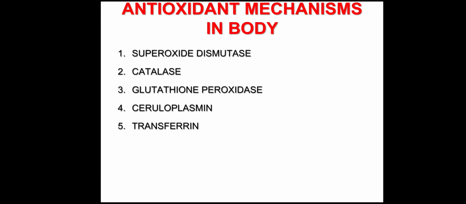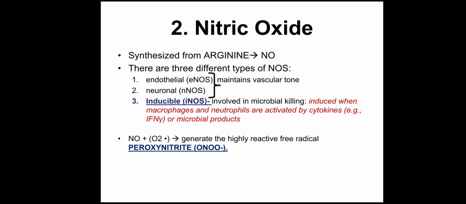Sometimes it is asked in the viva. Now the next mechanism was nitric oxide. Nitric oxide is a soluble gas, and it is produced from arginine by the action of the enzyme nitric oxide synthase. There are three types of NOS. One is endothelial and another neuronal. They help in the maintenance of the vascular tone, and this is the NOS which is important in inflammation.